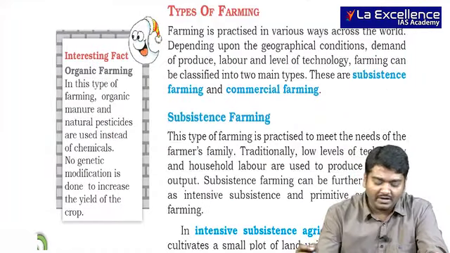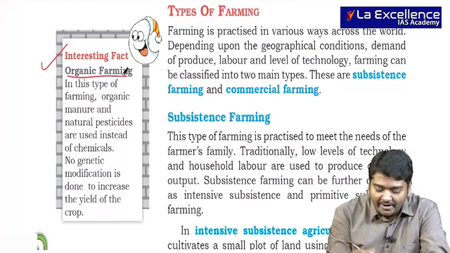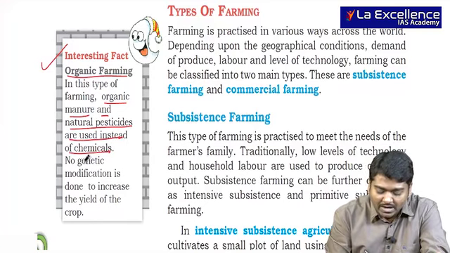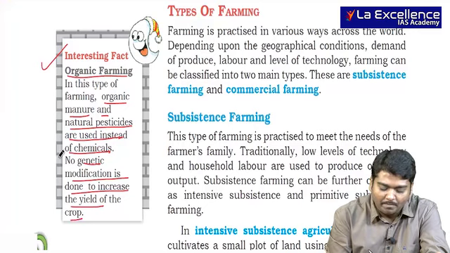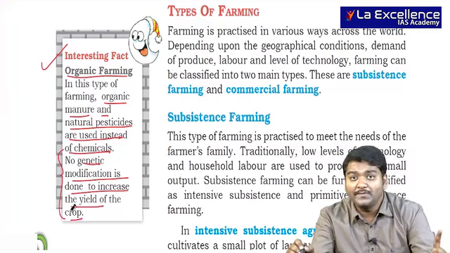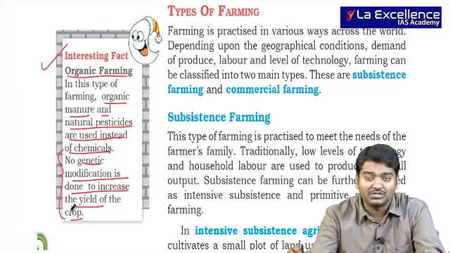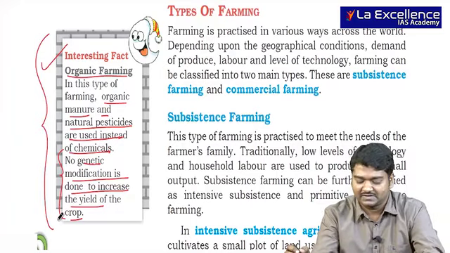The next important thing is an interesting fact with respect to organic farming, where organic manure and natural pesticides are used instead of chemicals. Even genetic modification to increase the yield of the crop is not used. So GM crops do not come under organic. Chemicals also cannot be used in organic farming. So these two are very important for us.